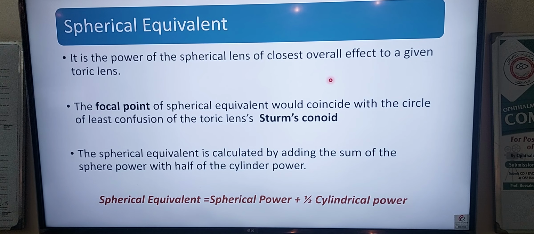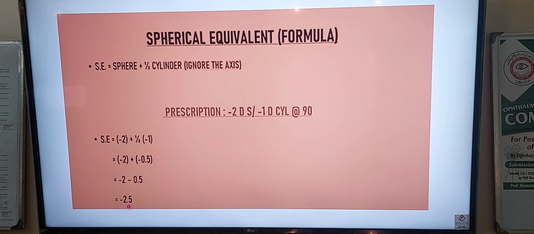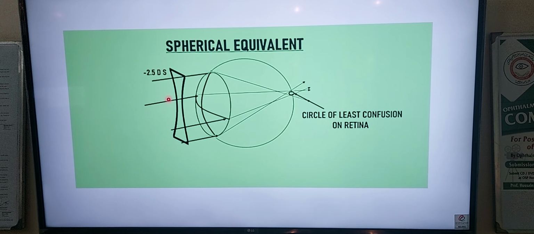Spherical equivalent is the power of the spherical lens with the closest overall effect to a given toric lens. The focal point of the spherical equivalent would coincide with the circle of least confusion of the toric lens's conoid. The spherical equivalent is calculated by adding the sphere power to half of the cylinder power. Here, for this prescription, minus 2 diopter sphere and minus 1 diopter cylinder, half of 1 will be 0.5, and after algebraic addition we will get minus 2.5 spherical equivalent. When we give that to the patient, the circle of least confusion is on the retina.